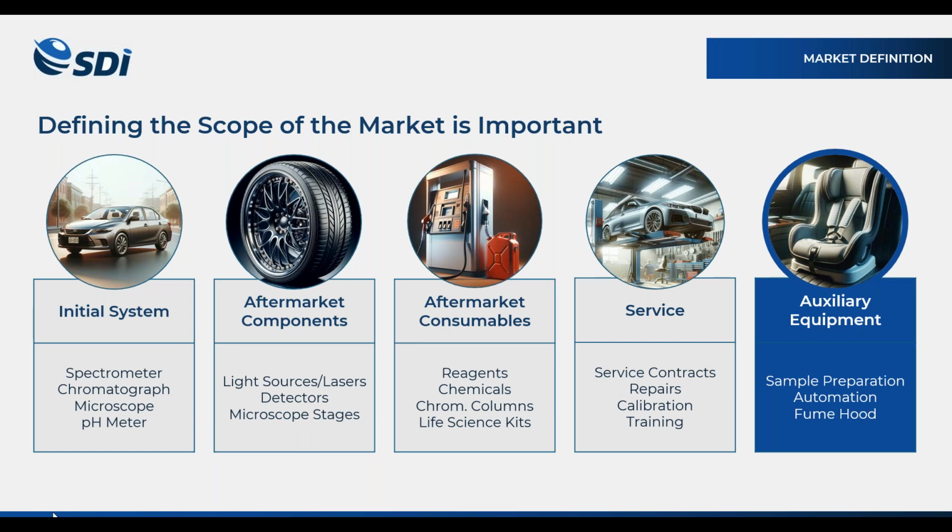So if you have some lab automation like a liquid handling system, it has its own initial system and its own components and consumable tips and service associated with it. So we would see that as a separate market typically in our reports. Okay, we've spent a lot of time on this slide, but thinking about this really helps to create a more successful project for you. All right, let's go on to the next one.